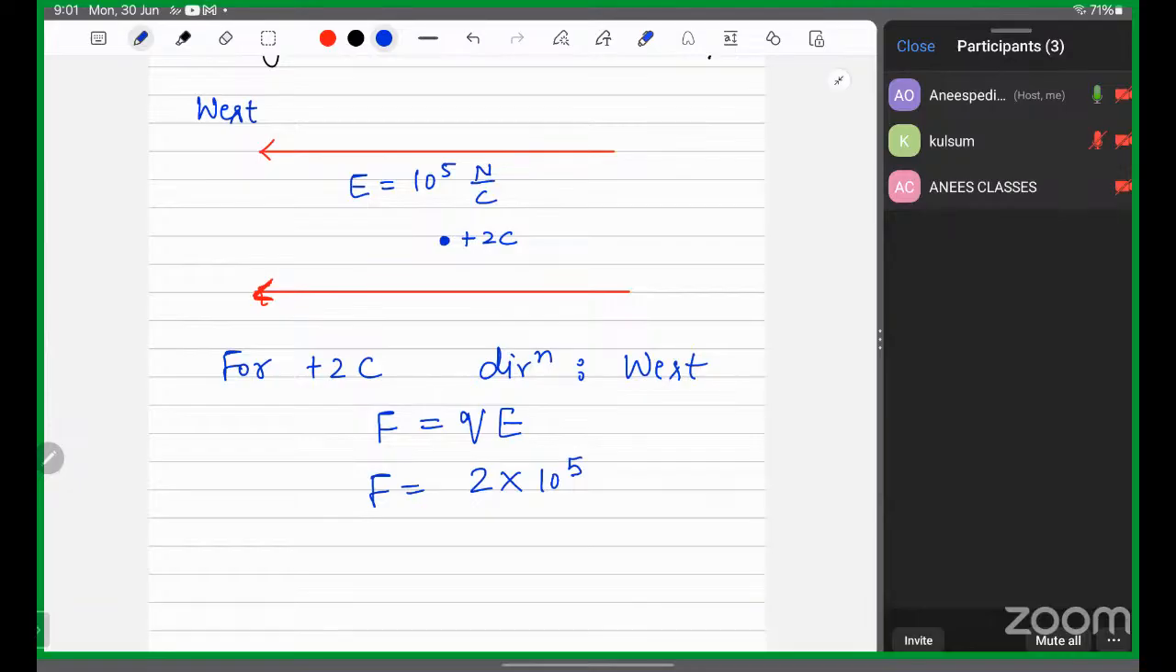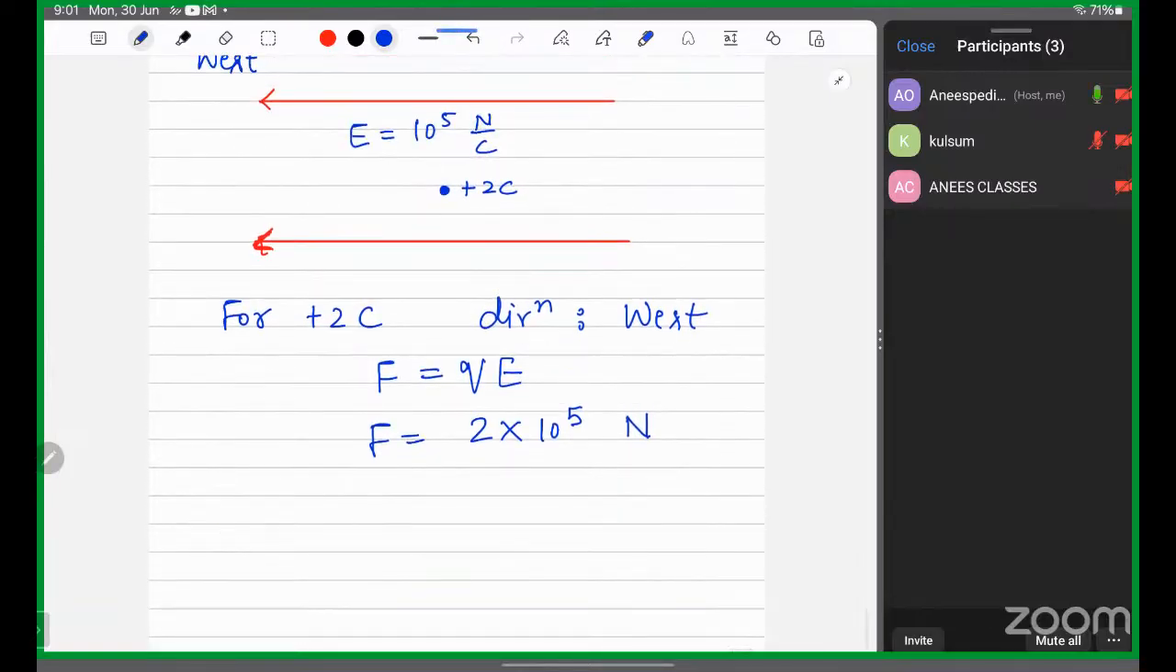What will be the SI unit of F, force? It will be Newton and direction will be west. Okay, next we have minus 5 coulomb. What will be the direction? Yes, direction for negative charge will be opposite to the electric field. If electric field is in west direction, force on negative charge is going to be in east direction, no doubt about it. So it will be east definitely.